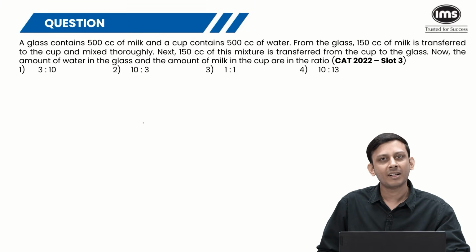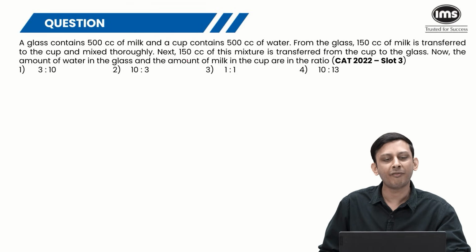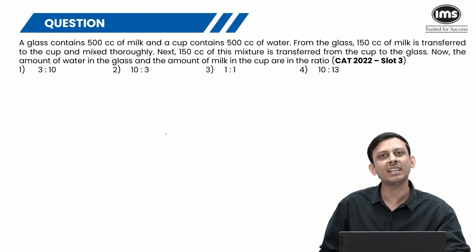So in the better method, we have to think that ultimately we have to focus on the final amount of water in the glass and the final amount of milk in the cup right at the end, after everything has happened. So let us just try to come to that final situation directly. Let's see whether that is possible, so that we can avoid all the tedious calculations.